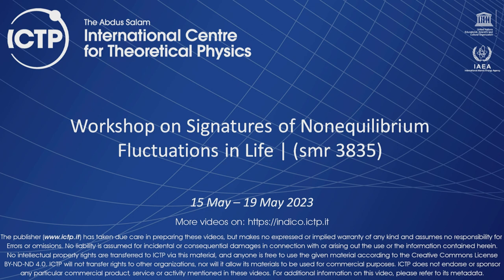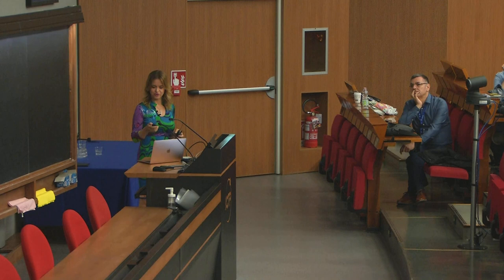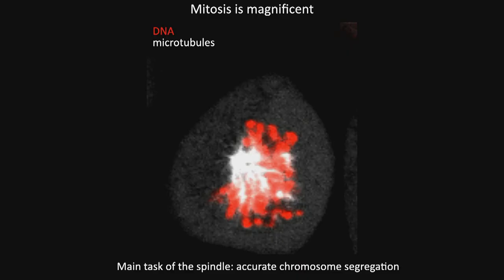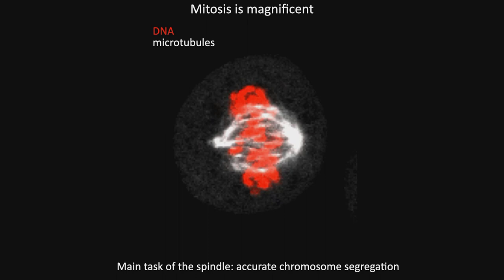We'll be talking about the mitotic spindle microtubules again, but this time in another configuration. So this is the mitotic spindle, and this is a movie of mitosis in a human cell. This is something that is happening in our bodies all the time. You see a spindle here in white, the microtubules are labeled in white, and the chromosomes in red.